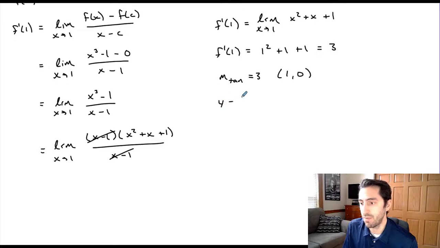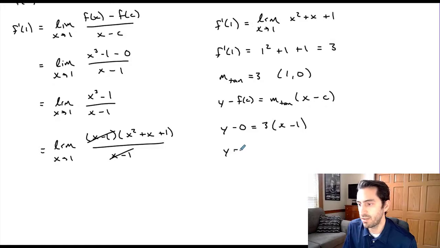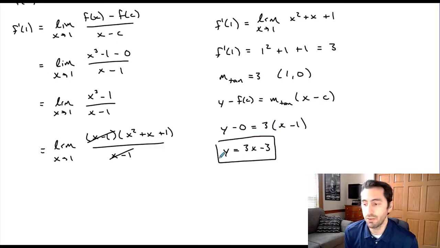So that looks like y minus, and our y value is the function value at c. And then this is going to be equal to the slope of our tangent line times x minus our x value for our point, which is c. So plugging in what we know, our function value at c is 0. Slope of our tangent line is 3 times x minus 1. And simplifying this, we get y is equal to 3x minus 3. And there's the equation of the tangent line at that specific value for c.